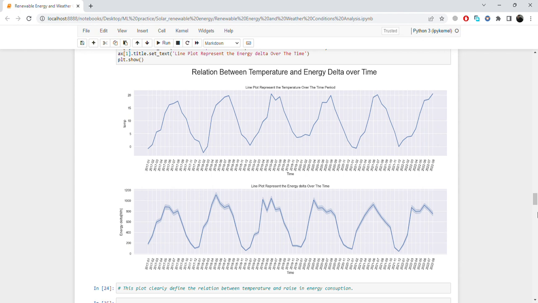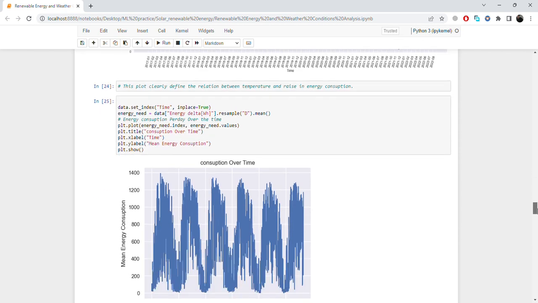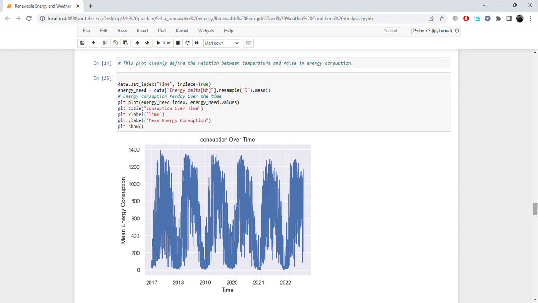Next we generate different graphs. Here we generate the consumption graph, which means the energy consumption over the year. The starting year is 2017 and the ending year is 2022. You can see it's like a Gaussian curve, like a sinusoidal curve, like this one.